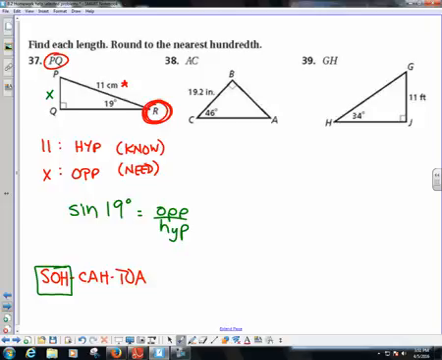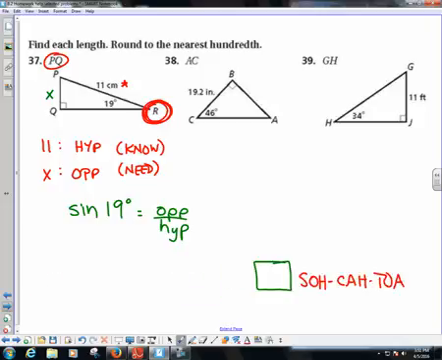And I'm going to think about that. All right, so the sine of 19 degrees equals the opposite. Well, I don't know what that is. That's X. And we're going to put that over the hypotenuse, and I know that's 11.